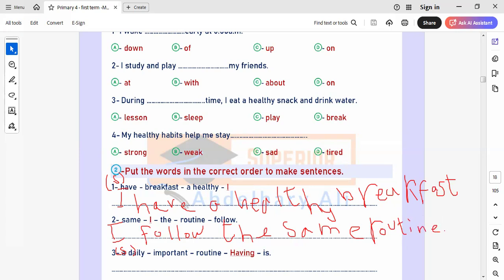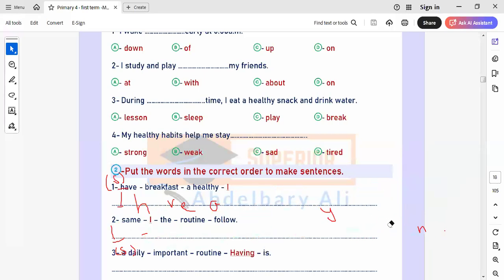And I put the full stop at the end of the sentence. I will leave the rest for you to do by yourself as homework. Okay? Now I answered the two sentences and I will leave the rest for you to do by yourself as homework.